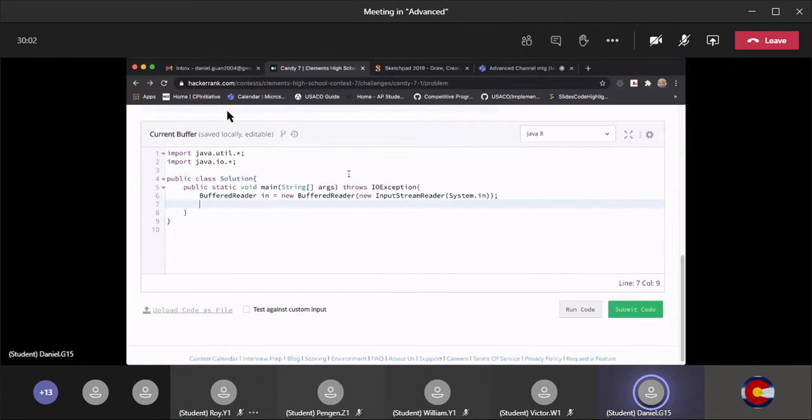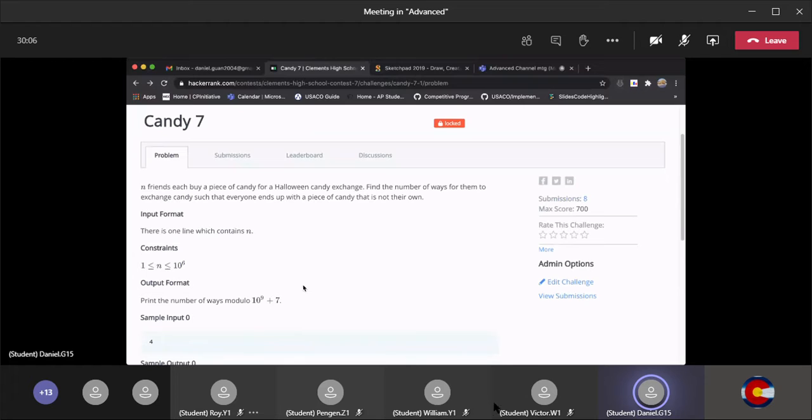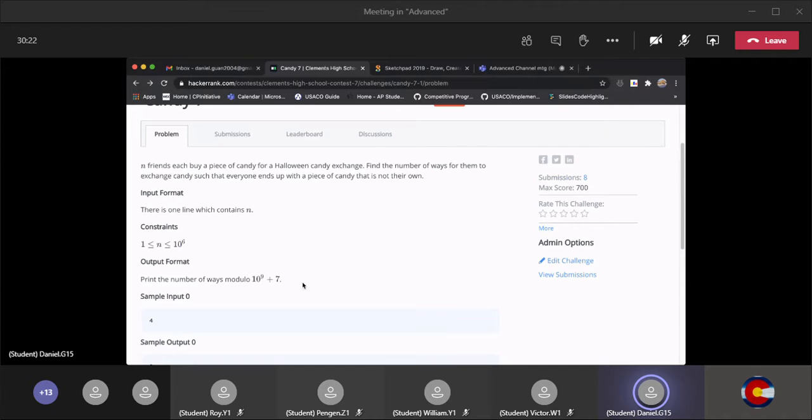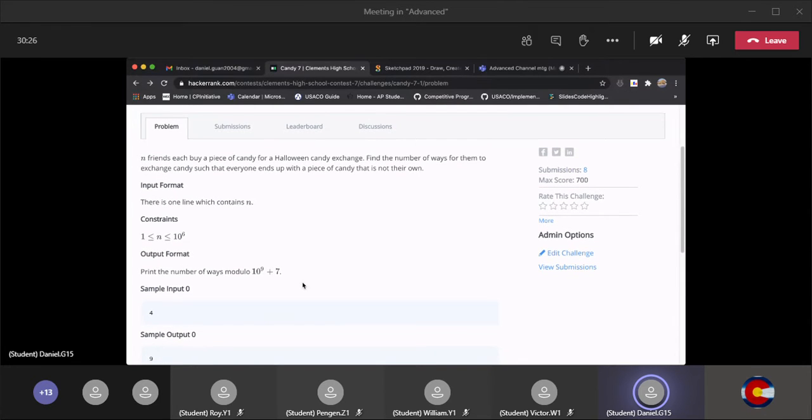Basically, my problem was called Candy 7. There are n friends, each of them having a piece of candy, and we need to find the total number of ways to distribute the candy so that everyone ends up with one that isn't their own. And if you're familiar with math, it was pretty obvious that this was simply a derangement problem.